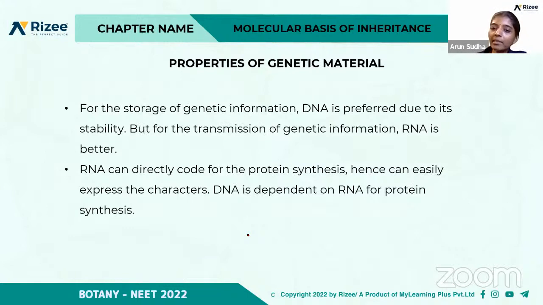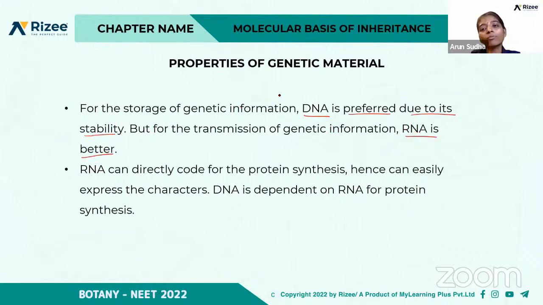When you consider the characteristic of storing of genetic information, what do you mean by storing of genetic information? That is, data is transferred from parent to progeny and transferred for further generations, right? So for the storage of genetic information, DNA is preferred due to its stability. But for the transmission of genetic information, RNA is better. So what do you mean by this?